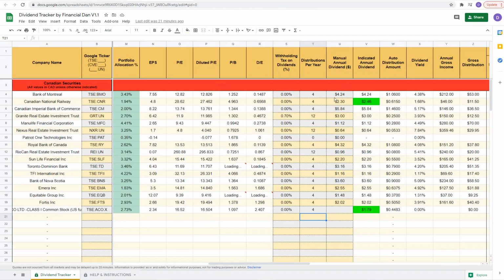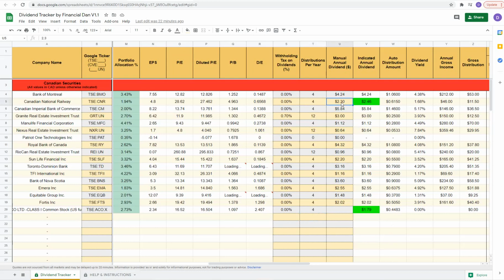And the next column is manual annual dividend, and that's where you're going to enter in the indicated annual dividend for each one of your holdings. And the reason why you need to enter it in manually is because it's going to compare that number to the automatically pulled indicated annual dividend. And that way it can flag you if there's been a dividend increase or decrease. So as you can see, CN Rail recently changed their dividend. And so it's flagging green, meaning that the dividend has increased from $2.30 to $2.46 per share.